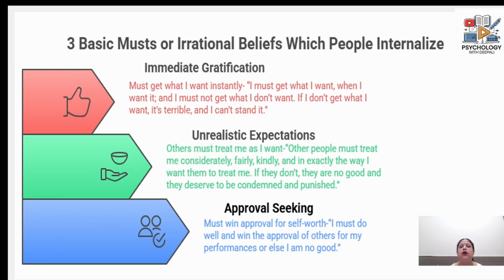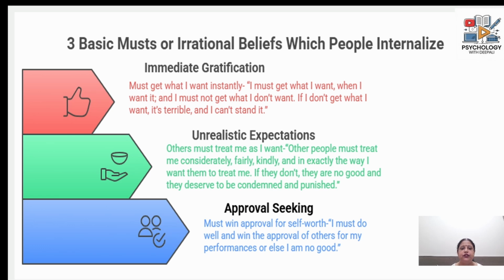And this also definitely has a damaging impact on how they perceive things. So the first is immediate gratification. This thinking pattern reflects the statement, I must get what I want instantly, which means I must get what I want when I want it, and I must not get what I don't want. If I don't get what I want, it is terrible and I can't stand it. So this is immediate gratification, which is required by the person. And if this doesn't happen, or if anything opposite to that happens, the person feels he cannot tolerate it.